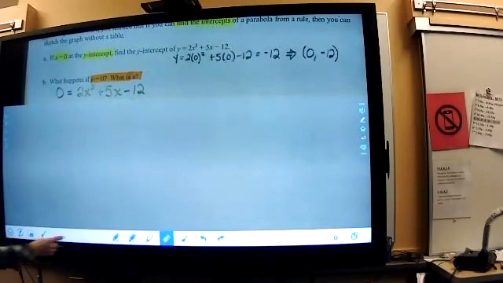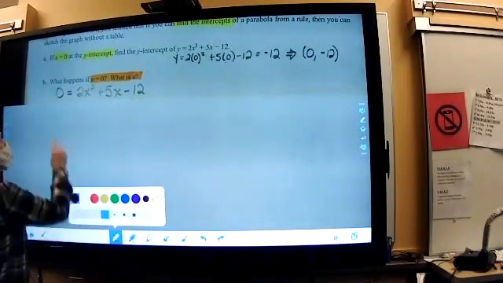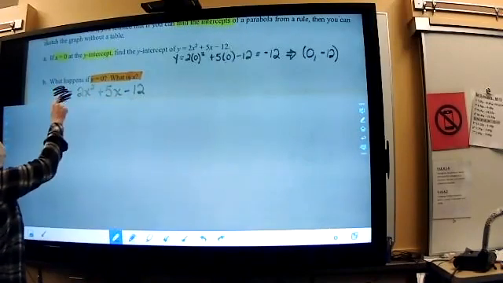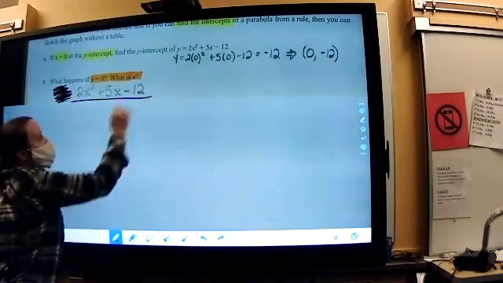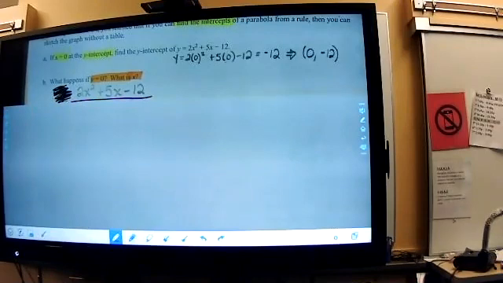Now, here is what I want you guys to think about. I'm going to take this part out. I don't want you to think about this part right now. I want you to think just about this part. What have you been doing to 2x squared plus 5x minus 12 for the past weeks? You've been finding rectangles, using your generic rectangles. Yes.